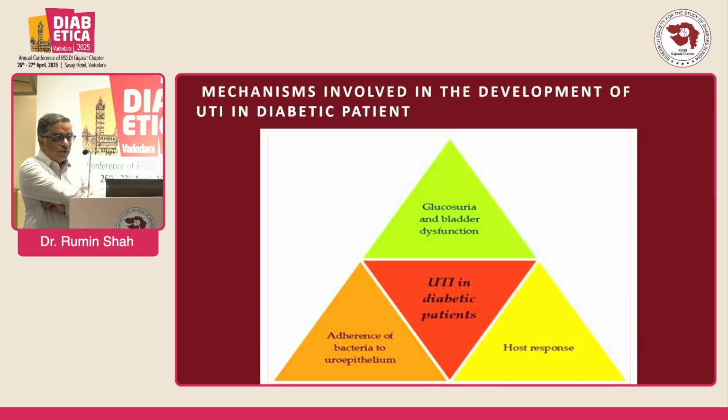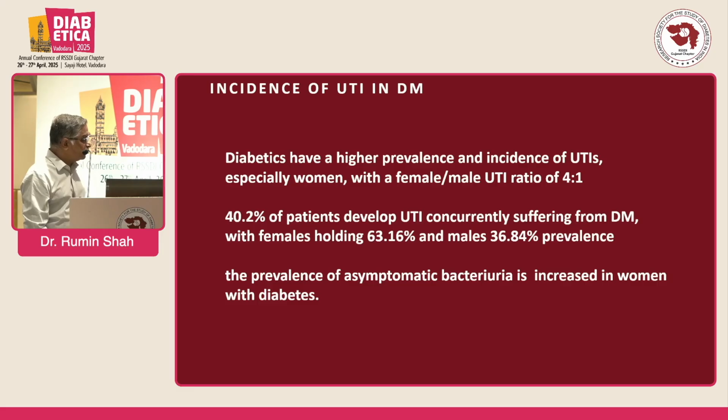So, glucosuria and bladder dysfunction, impaired host response, and adherence of bacteria to uroepithelium predispose a patient of diabetes to urinary tract infection. As is well known, diabetics have a higher prevalence and incidence of urinary tract infection, mainly in females. The male to female UTI ratio is 4:1.